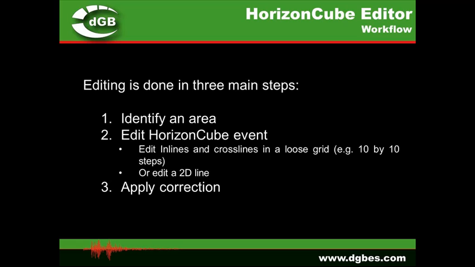About the workflow, the HorizonCube Editor workflow is quite simple, just the way you do a normal horizon editing. You need to identify an area first, and edit the HorizonCube event or events in a grid fashion such that the grid is loose. So, for example, you edit a horizon after every 10 by 10 steps. You can also do this for only a 2D line, edit a 2D line first. And at the end you just apply, and it will interpolate the error laterally with the gap that you already introduced, 10 inlines or 10 cross lines. So it is going to interpolate the edited events accordingly.